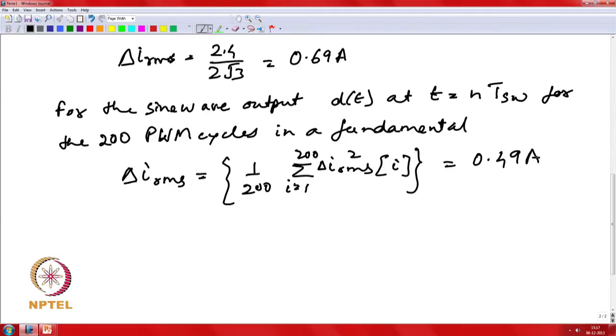And if you look at 0.49 amps, our I base was 8.7 amps. So we are talking about a ripple which is about 5.6%.